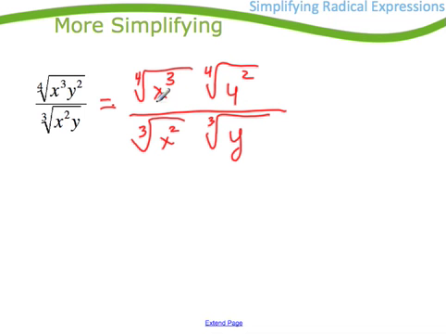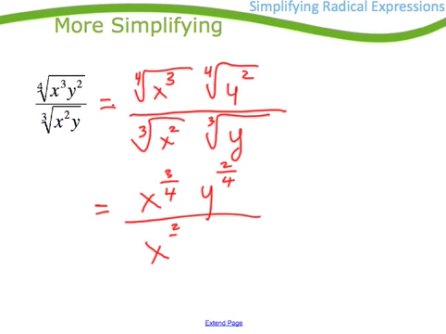All right, I'm dying to cancel stuff, but they're inside different radicals, so I can't do that. But I could change these to fractional exponents. Let's do that with the top one. X to the 3/4, y to the 2/4, over x to the 2/3, and y to the 1/3.